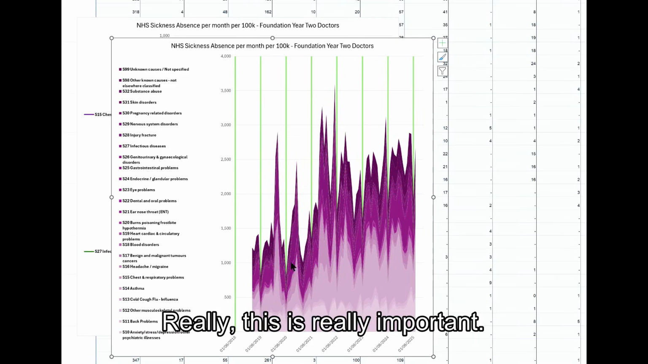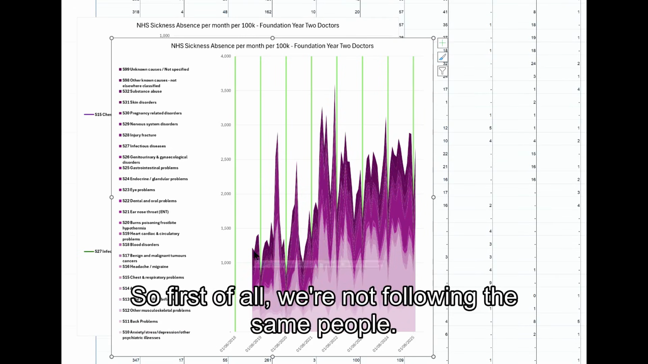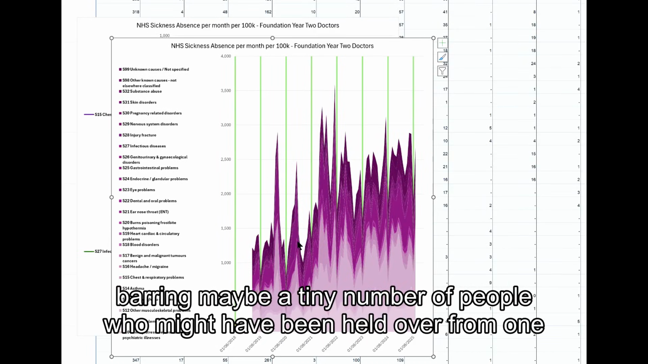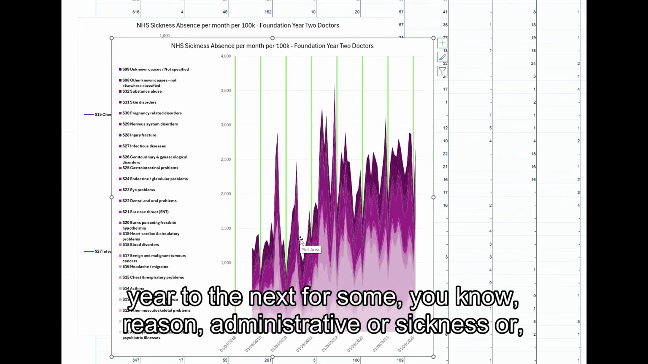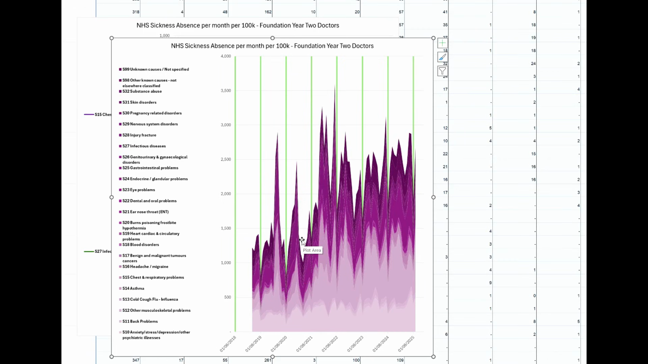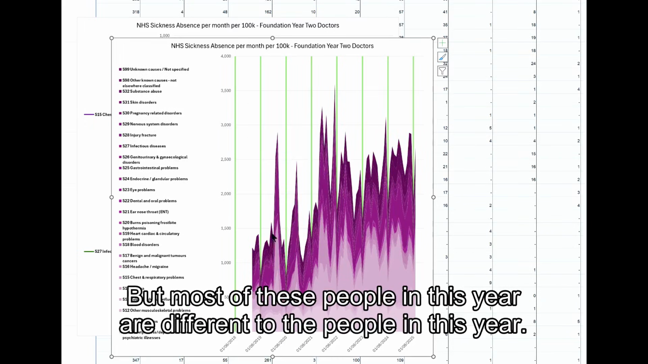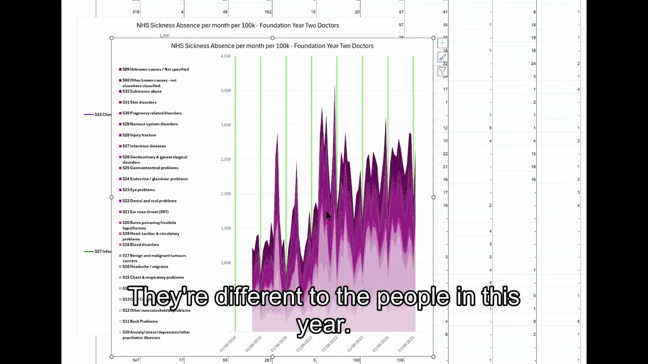Really, this is really important. First of all, we're not following the same people. These are not the same people in this group as in this group, barring maybe a tiny number of people who might have been held over from one year to the next for some reason, administrative or sickness or grieving or whatever. But most of these people in this year are different to people in this year. They're different to people in this year.